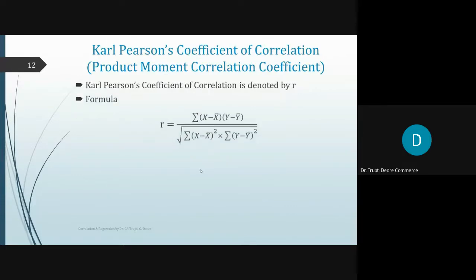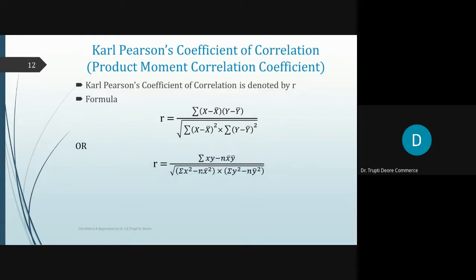The formula for this is r is equal to summation of (x minus x bar) into (y minus y bar) divided by under root of summation of (x minus x bar) whole square into summation of (y minus y bar) whole square. To simplify, mostly we use the second formula for calculation, because it's easier to calculate and easy to remember. That is summation of xy minus n x bar y bar divided by under root of (summation of x square minus n x bar square) into (summation of y square minus n y bar square).